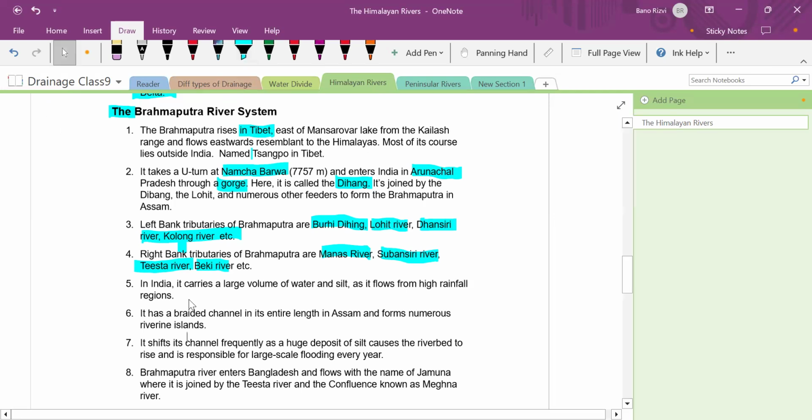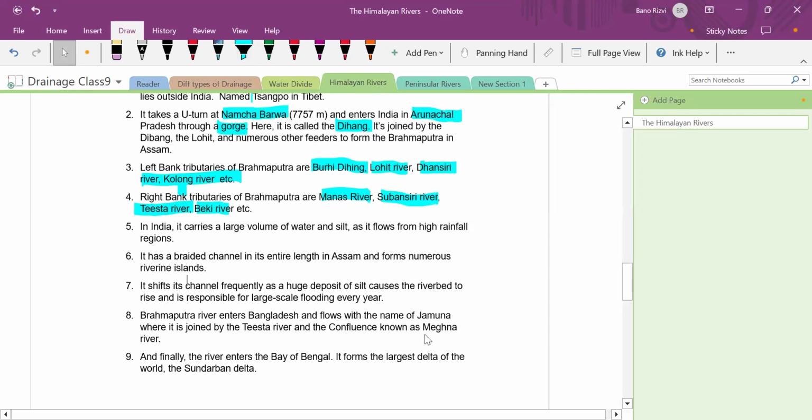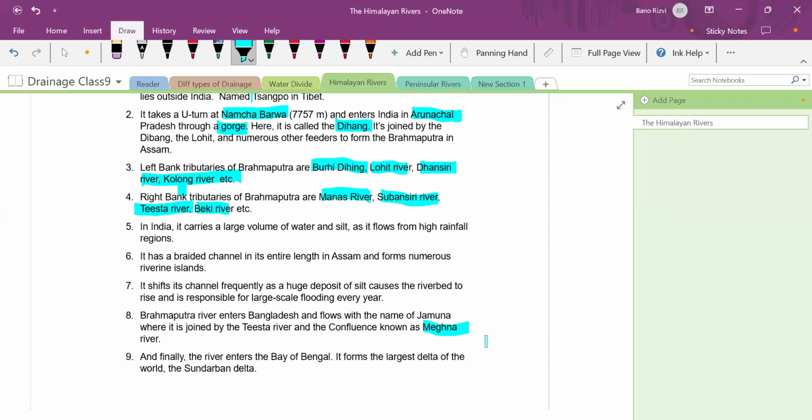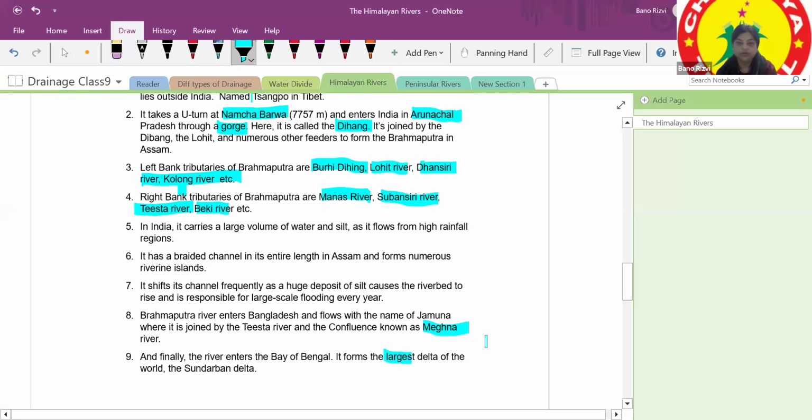Brahmaputra River enters Bangladesh and flows with the name of Jamuna, where it is joined by the Teesta River, and the confluence is known as Meghna River. And finally, the river enters the Bay of Bengal. It forms the largest delta of the world, the Sundarban Delta. Okay, so when it enters, it joins the Ganga River and it falls together in the Bay of Bengal. It forms the world's largest delta. What is the name of the delta? That is called Sundarban Delta. This is the answer to this question that is here.